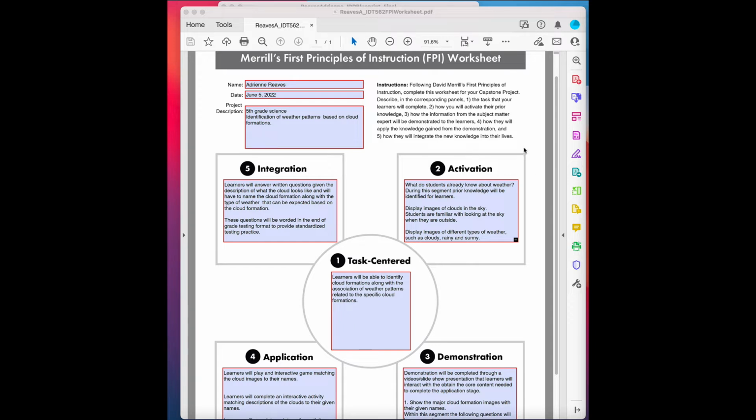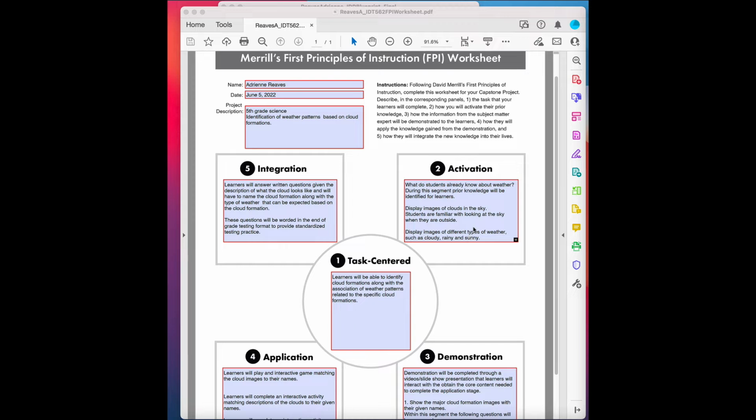The FPI diagram was useful in planning my capstone project. It was especially useful in reminding me to keep the project task-centered. All of the pieces of the diagram, the activation, demonstration, application, and integration are all there to support the learning of a specific task. I plan to activate my students' previous knowledge by having them look at the sky.